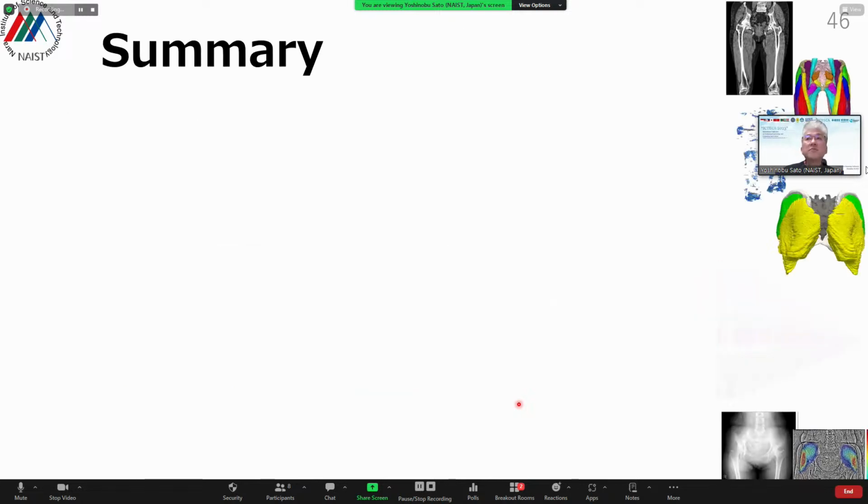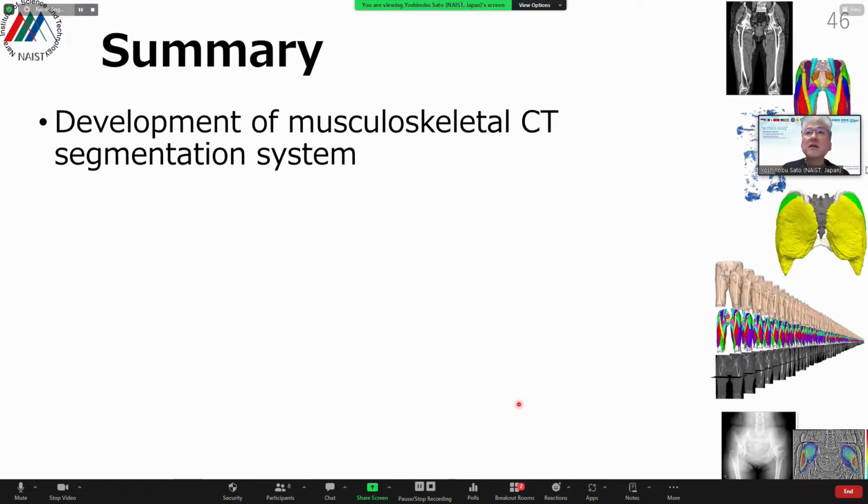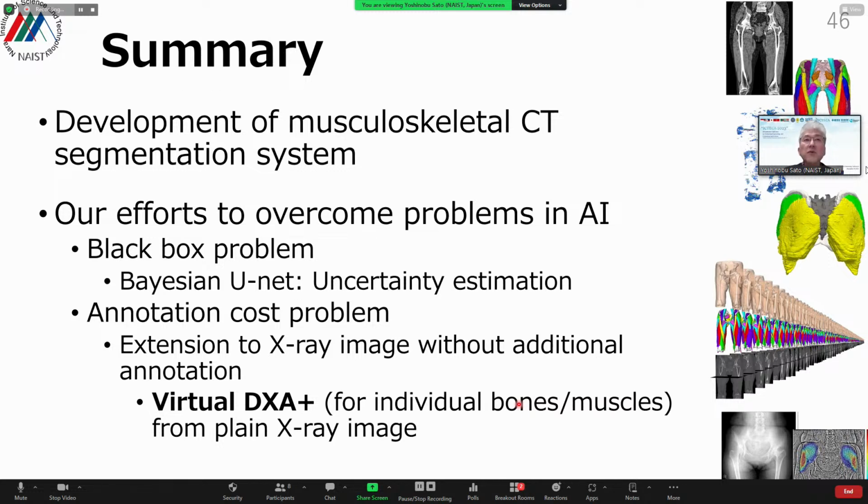So, summary and future plan. The development of a musculoskeletal CT segmentation system is presented. And we also present our efforts to overcome problems in AI. First, for the black box problem, we developed a Bayesian unit to estimate uncertainty. And then, to address the annotation cost problem, we extended to an X-ray image AI system without additional annotation, which results in so-called virtual DEXA images from plain X-ray images.